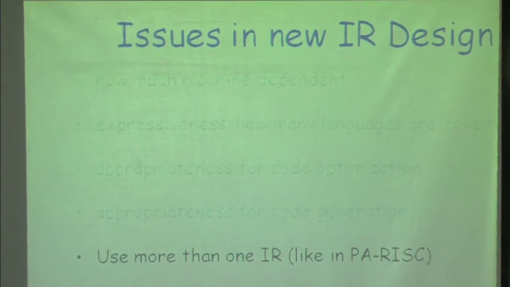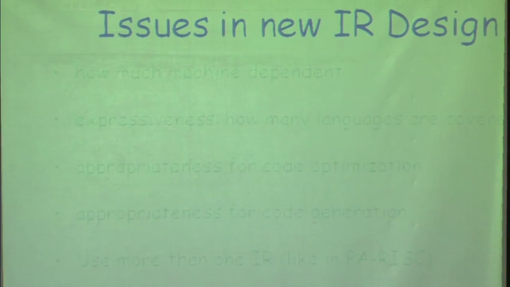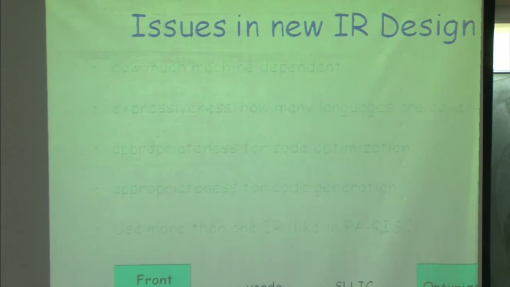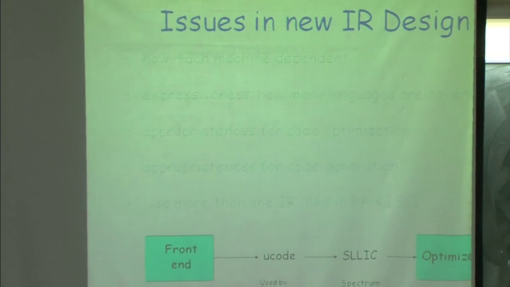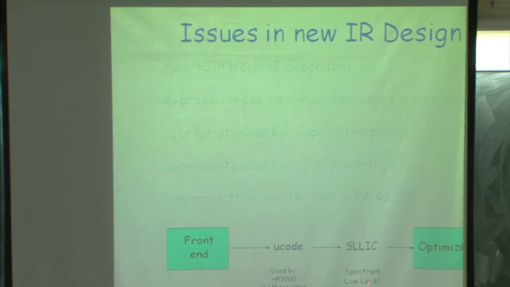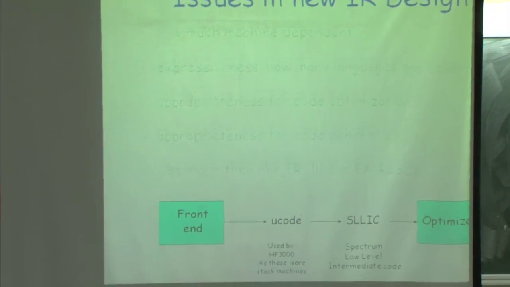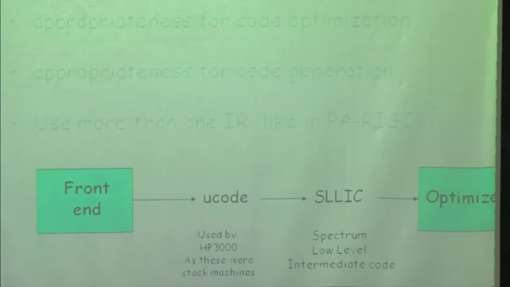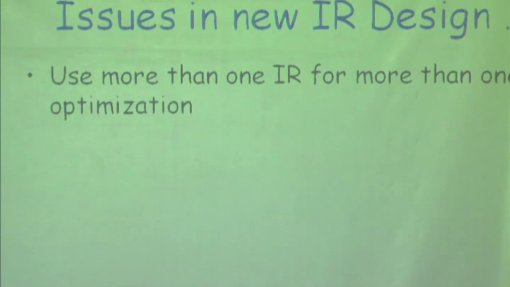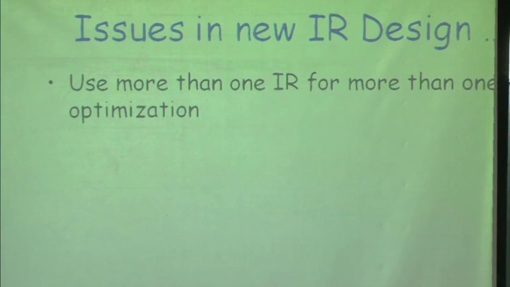Like in case of PRS, you were saying that I'll start with U code and translate it to machine code. This is what they were doing. In their front end, they had this U code which was then converted into some low level intermediate representation, and the optimization was straight away pushed into this. So this is the kind of architecture which was used. Continuing on this discussion, more than one IR for more than one optimization is possible.